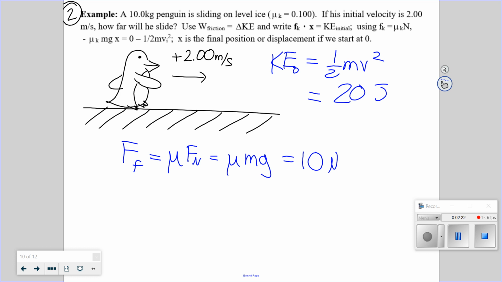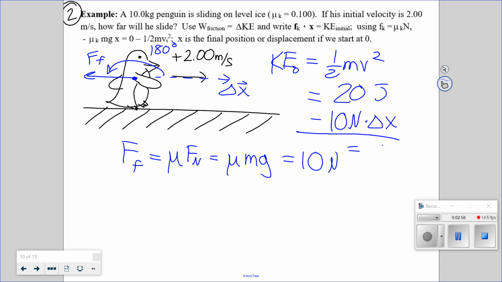Now the only hard part of the problem is that friction force points backwards. So the angle between where he actually goes, the displacement, and the friction force is 180 degrees. You don't really have to talk about angles if you get the feel for it. The force is in the opposite direction, so it's going to subtract his energy. So you have 20 joules minus your 10 newtons of friction times delta x equals 0. That's the whole problem.